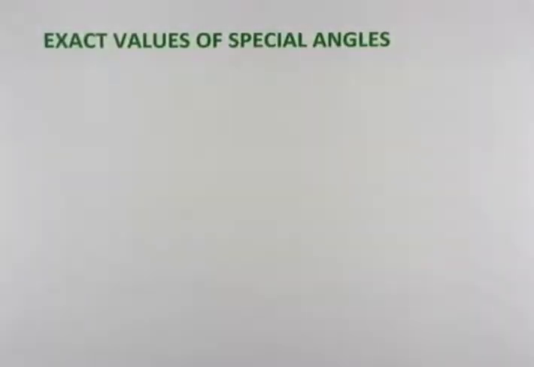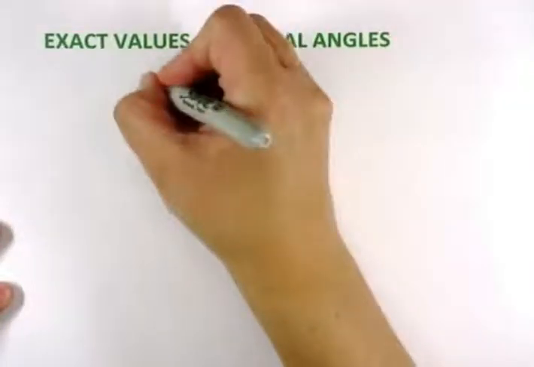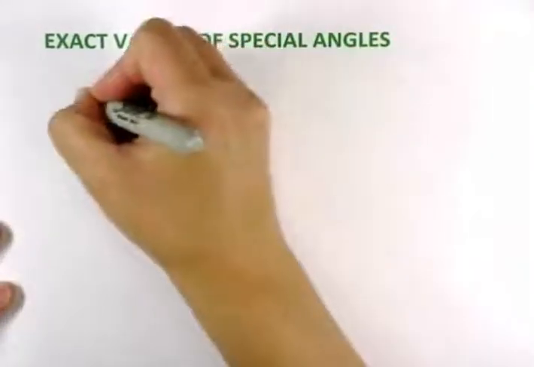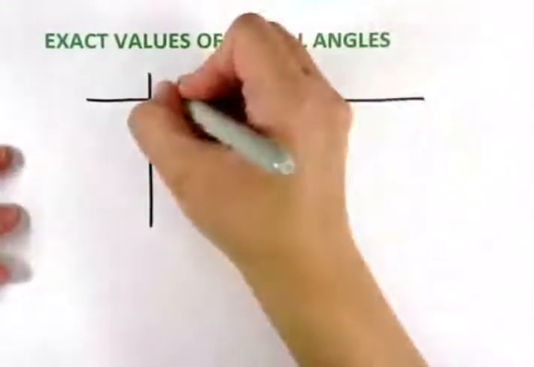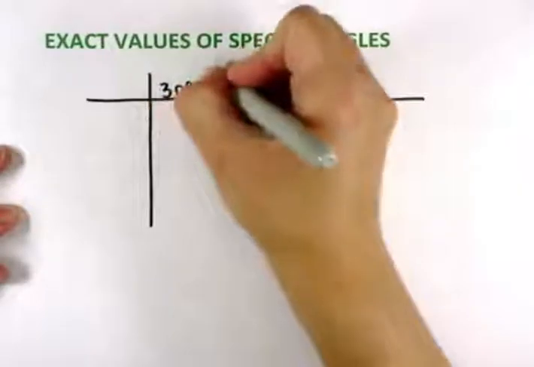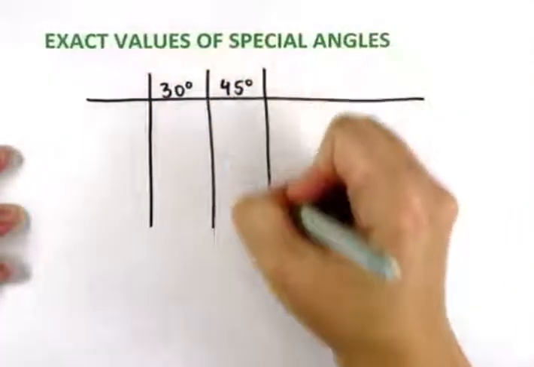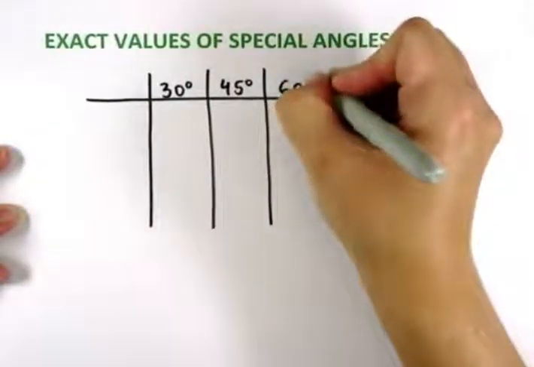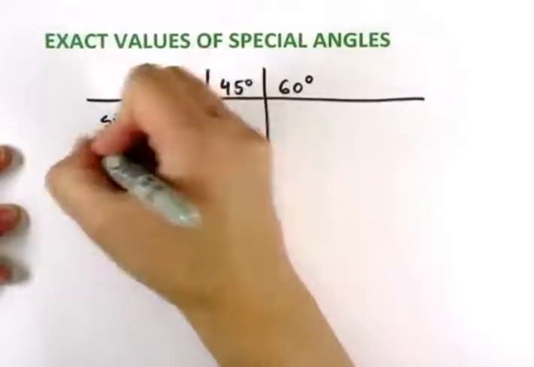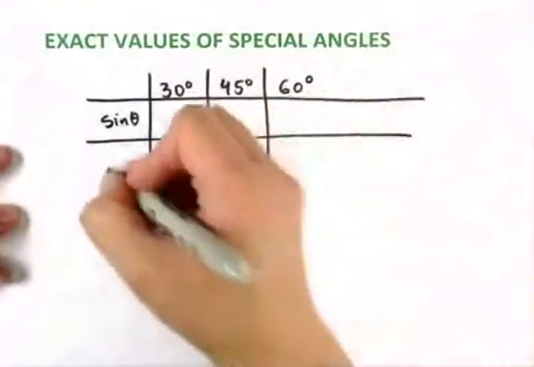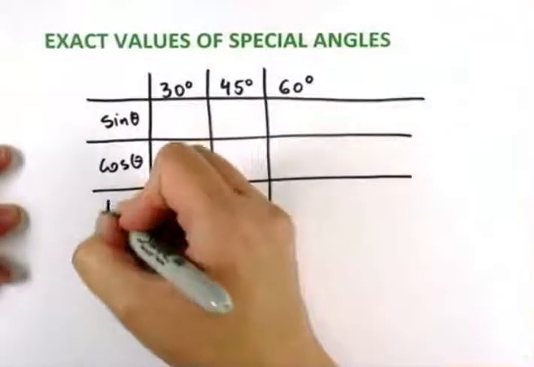That means by chart. The chart is very easy to make. It starts like this. I have the angles, going from the smallest: 30 degrees, 45 degrees, and then 60 degrees. And then I have sine theta, cosine theta, and tangent theta.